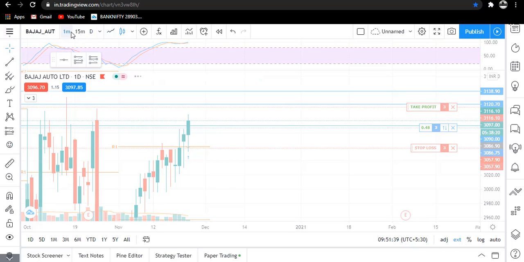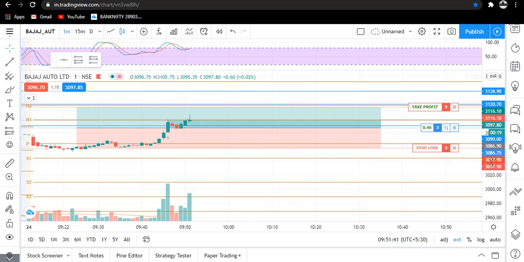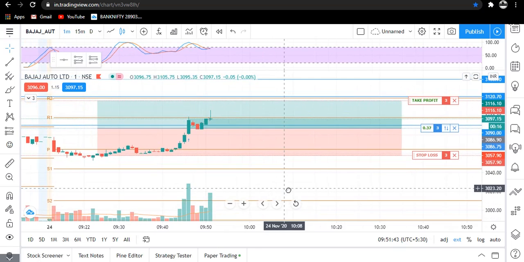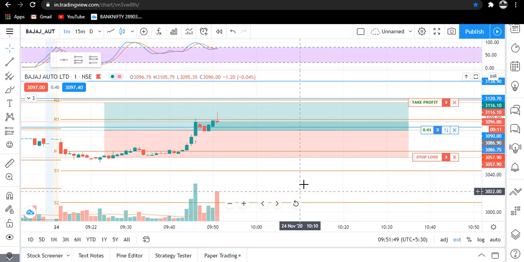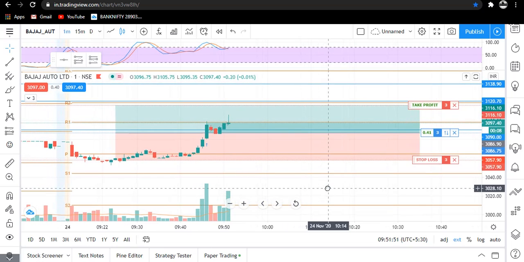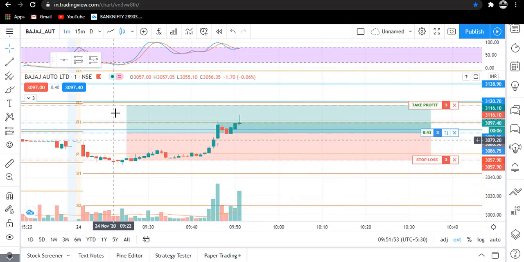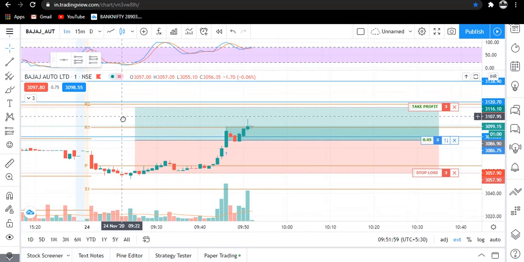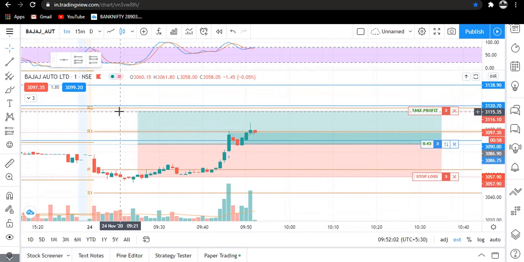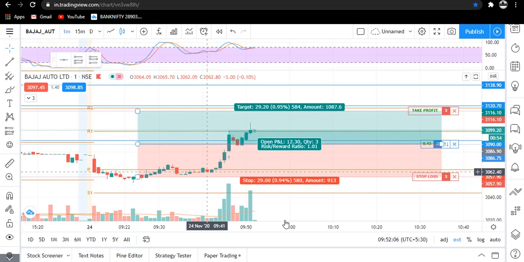Let me open the 1 minute time frame. So you can see when it came towards this resistance, which was the high of yesterday, I entered into the trade. Now what we are trying to do is book profit a few points below R2, that is the next resistance. So here it is, we have placed our target order here.